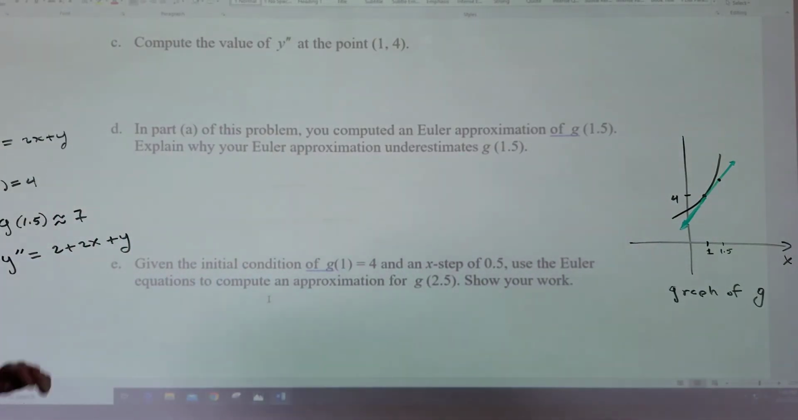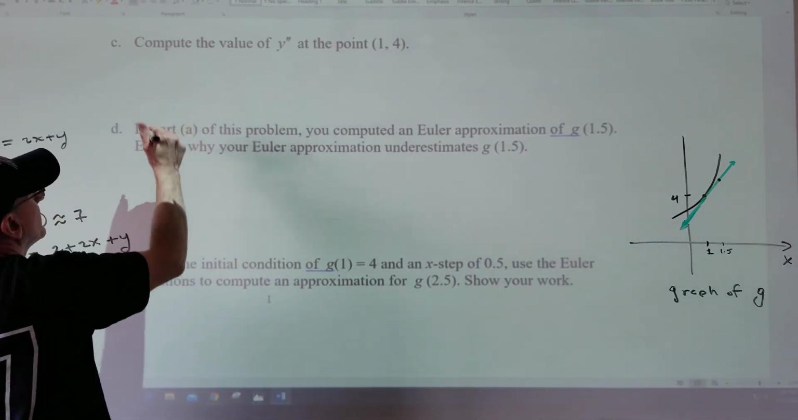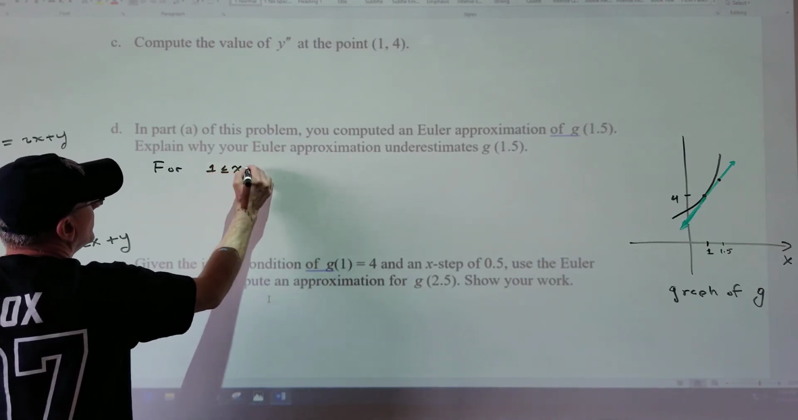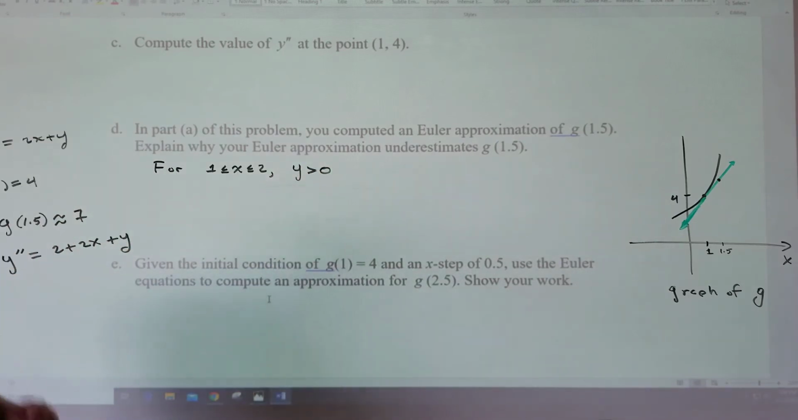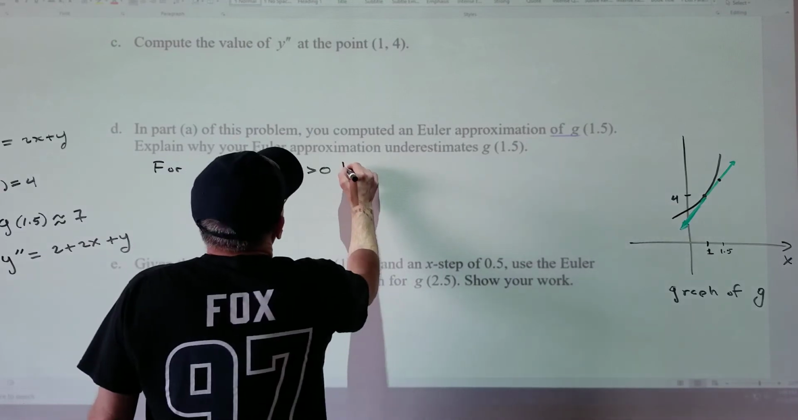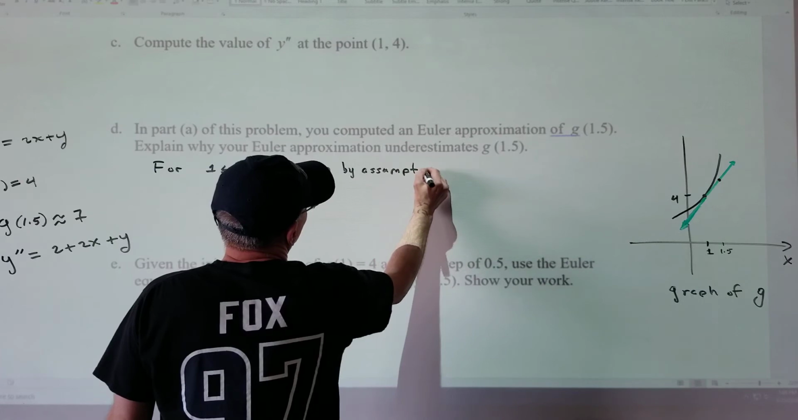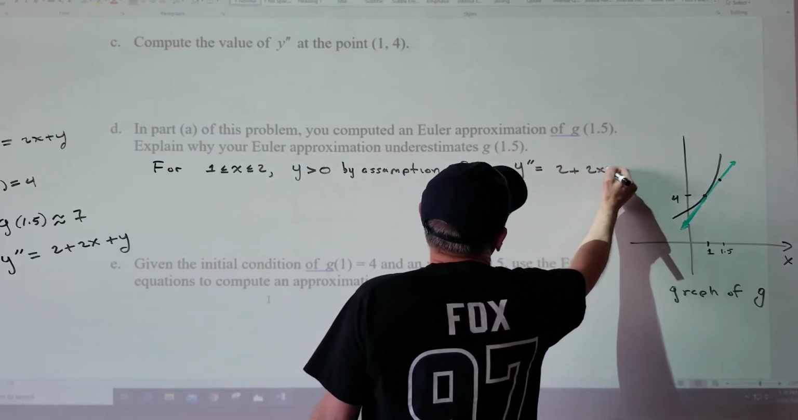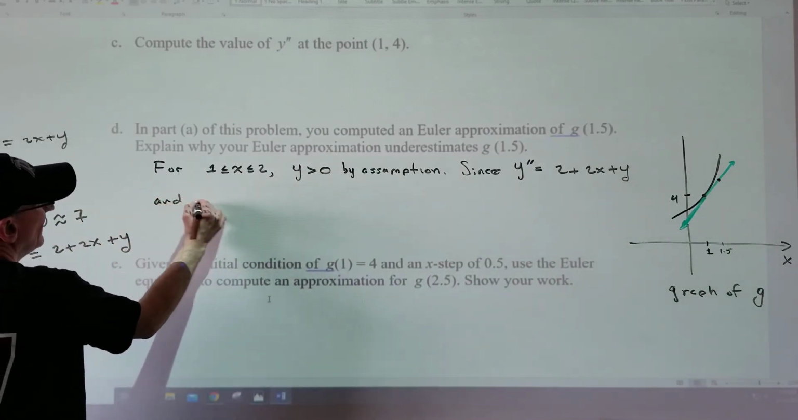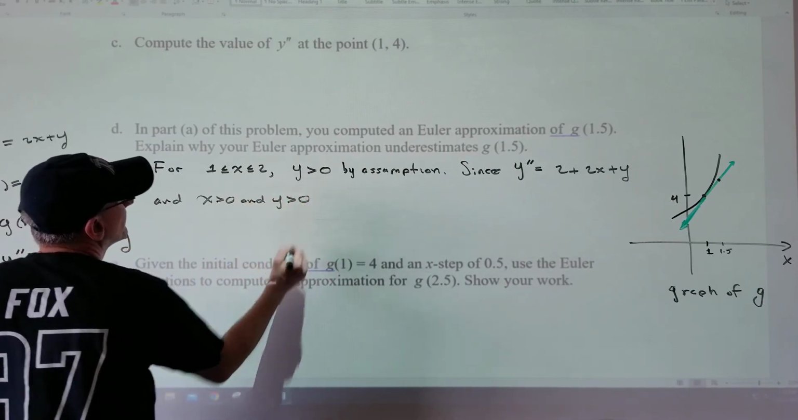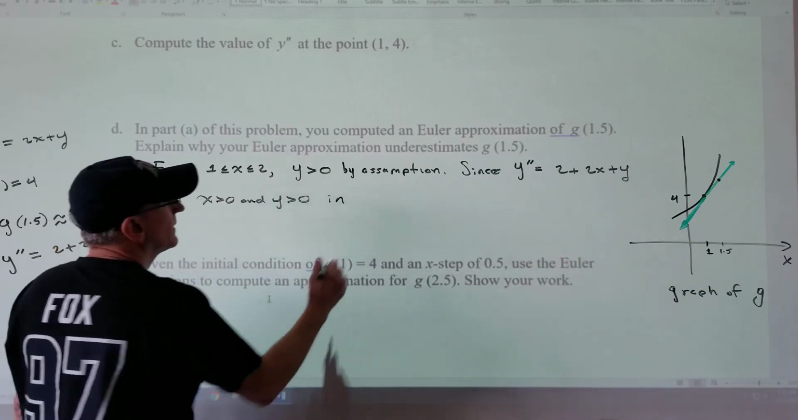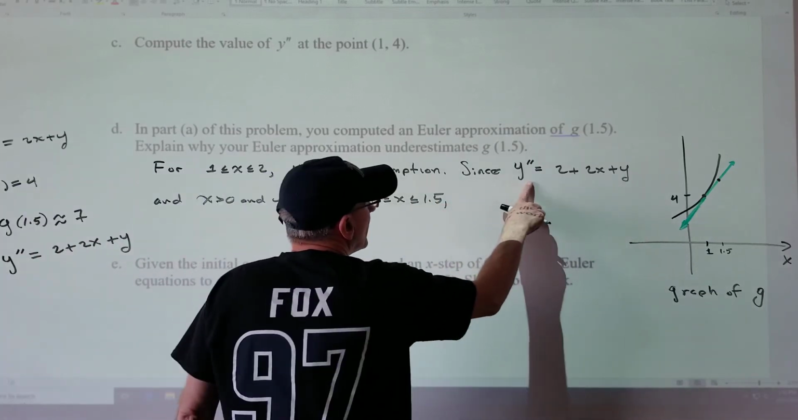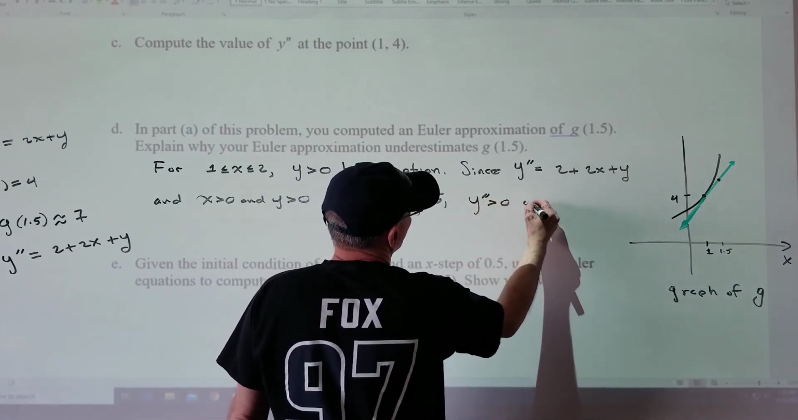So you'll have to go through and write something like this. You remember the assumptions of the problem. They said that for x between 1 and 2, y is positive. It is known that the y values are positive, and that's by assumption. Since y double prime is given by this formula, and x is greater than 0 and y is greater than 0 in this interval, this calculation for y double prime is positive on the same interval.